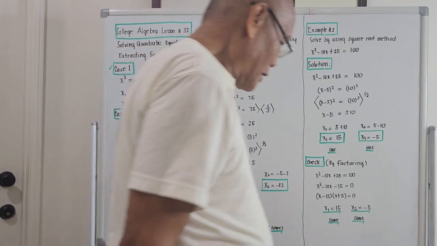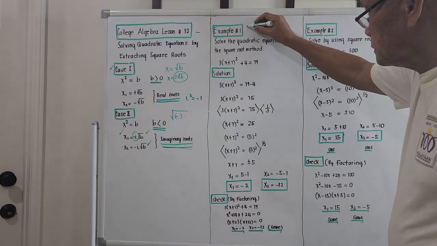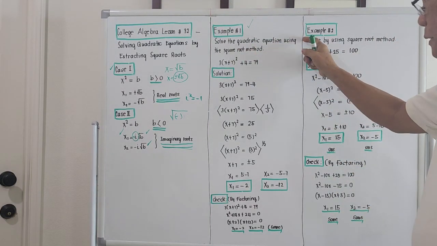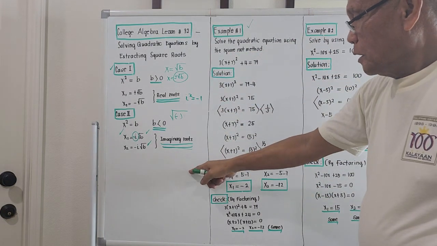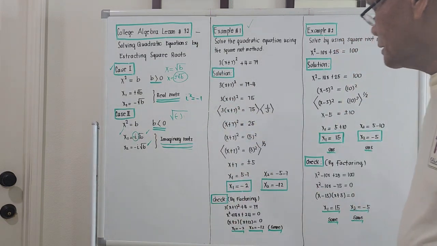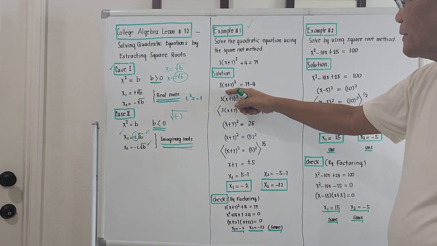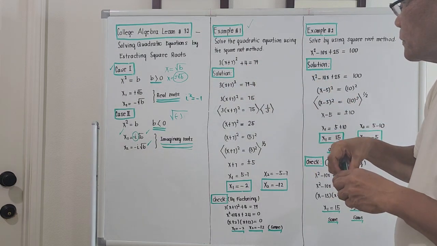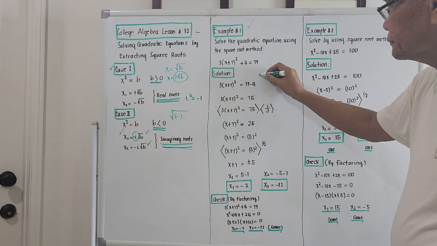Let's try to bring out an example problem. Example number 1: solve the given quadratic equation using the square root method. Using this method, will it come out to be case number 1 or case number 2? It depends. Let's try to bring out the solution. We rewrite the given right hand side, but we transpose this 4 to the right. So the right hand side will now be 79 minus 4.